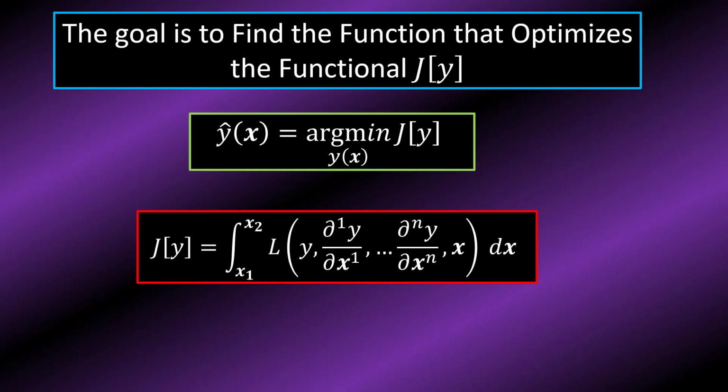As in the previous two videos I made about the Euler-Lagrange equations, the goal is to find the y of x that optimizes the functional J of y. We will call this solution y hat of x, and note that x is a row vector of variables, and thus the Jacobian derivatives of y with respect to x are all column vectors.